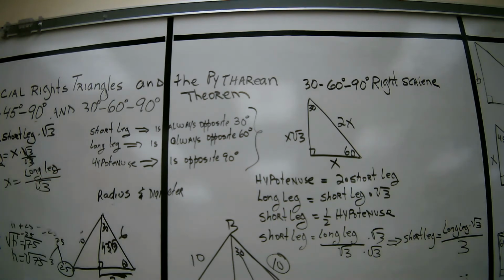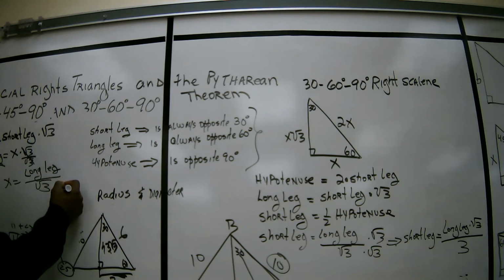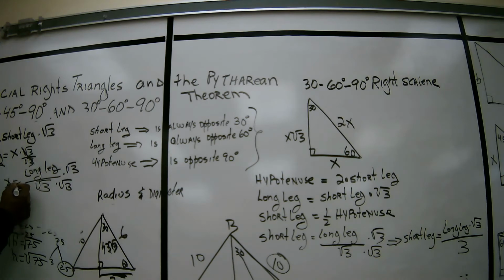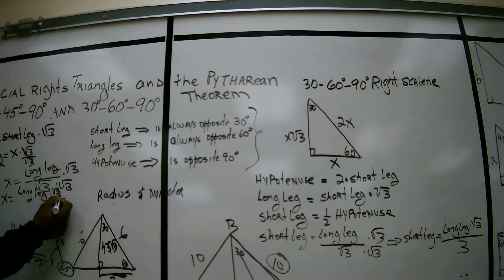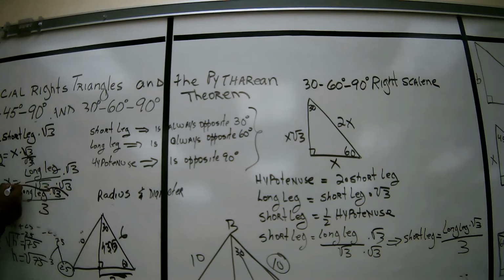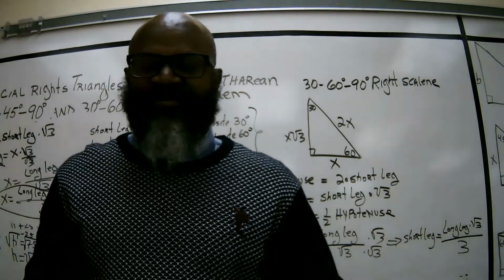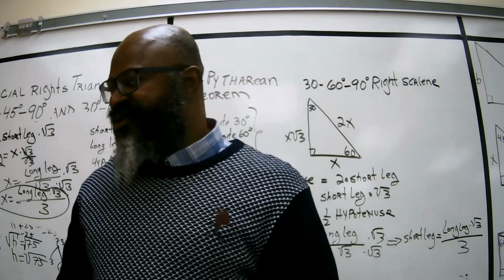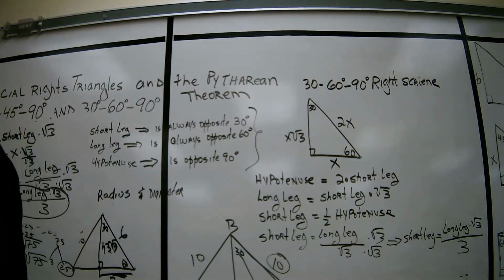However, you cannot have a square root of 3 in your denominator. You will have to multiply both your denominator and your numerator by square root of 3. Then you will end up with x equal long leg times square root of 3 over square root of 9, which is 3. This is your new formula when you know the long leg. You're looking for the short leg, multiply the long leg by square root of 3, and divide by 3, you will get your answer, guys. Those are the formulas, those are the concepts I want you to pay attention to. Once you understand those concepts, then you will be able to do your work.